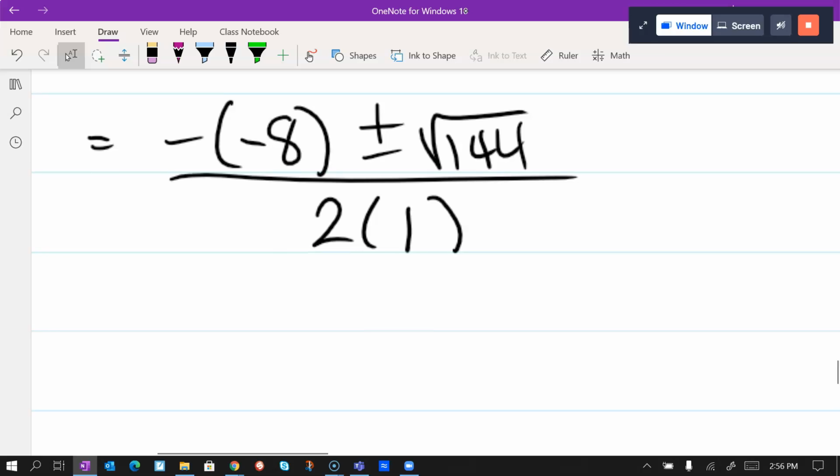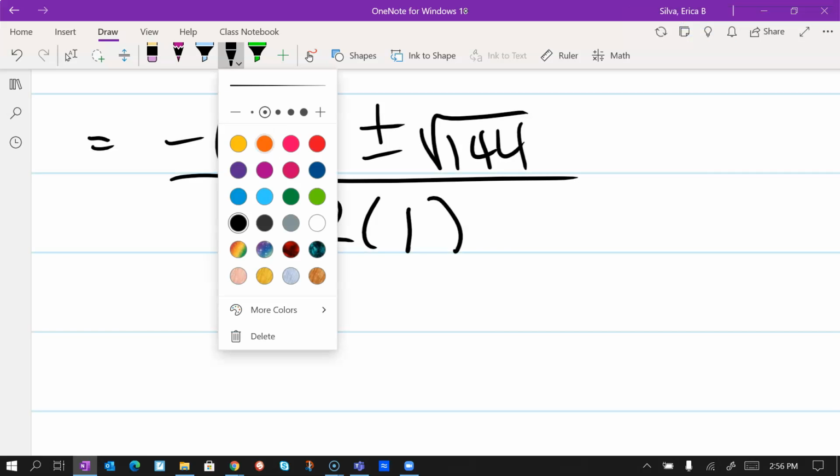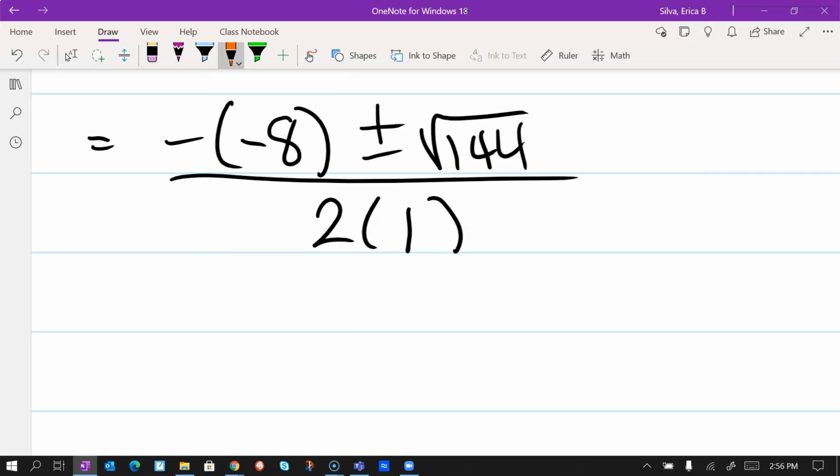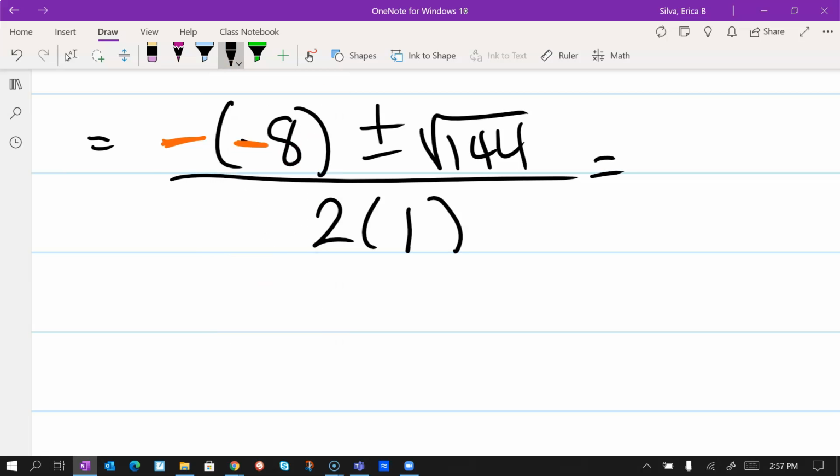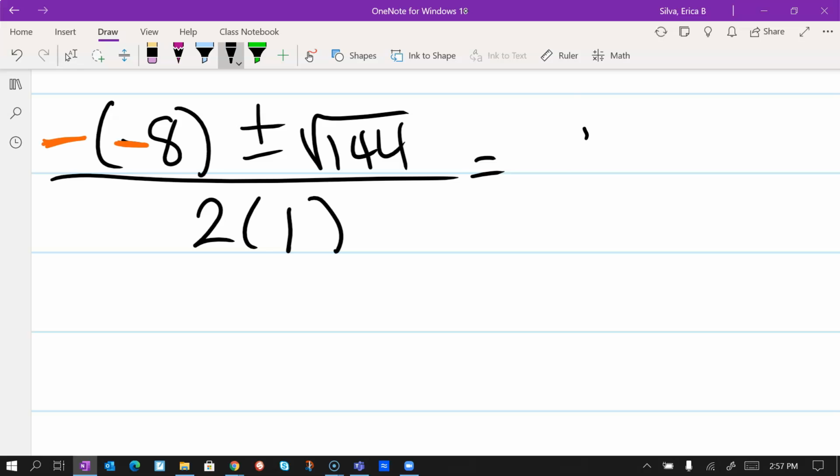This is another part that I saw in our quiz. When you substitute and your b is negative, there's still a negative on the outside. So it'll be negative times -8. Let's go ahead and simplify. We get a negative times a negative is a positive 8, plus or minus the square root of 144 is 12, divided by 2 times 1, which is 2.